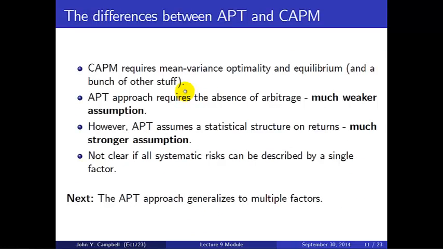All right, so what are the differences between APT and CAPM? CAPM requires mean variance optimization and a notion of equilibrium. The arbitrage pricing theory approach requires just the absence of arbitrage. That's much weaker. On the other hand, it does assume a statistical structure on returns, which is a much stronger assumption. And frankly, it's just not the case that all systematic risks can be described by a single factor. There's more than one common shock that's influencing multiple stocks.